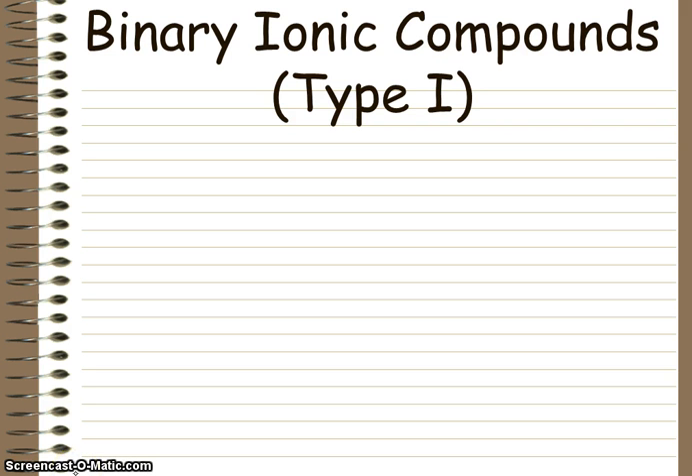Now we're going to look at how to write formulas for compounds. And we're going to look at the first type of compound today, which is called binary ionic compounds, or we'll classify them as type 1 compounds. Binary means that these types of compounds have only 2 types of atoms in them. Ionic means that we're going to be looking at ions, so we know how to use our periodic table to find out the charges on ions. And the term compound means that we've got 2 or more atoms that are chemically combined together to form a coherent unit.